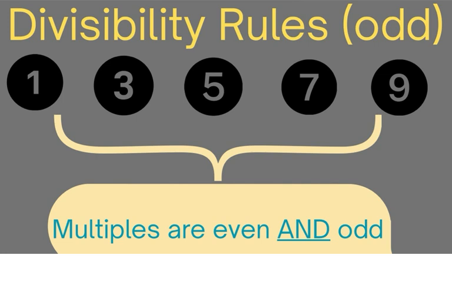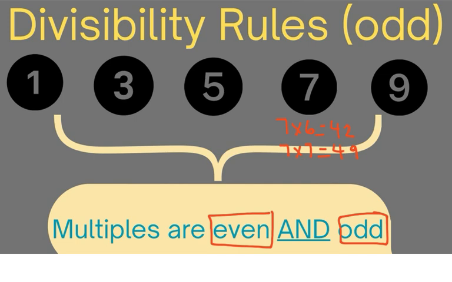Divisibility rules for odd are a little different because those factors will give you either an even or an odd multiple. So for instance, if I take 7, which is an odd number, and I multiply that by 6, which is an even number, I will get 42. So that is an even product. However, if I take 7 and I multiply that by 7, I now have 49, and 49 is an odd multiple. And that same rule will apply for any of my odd factors.